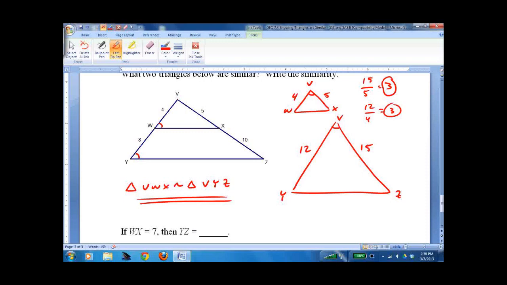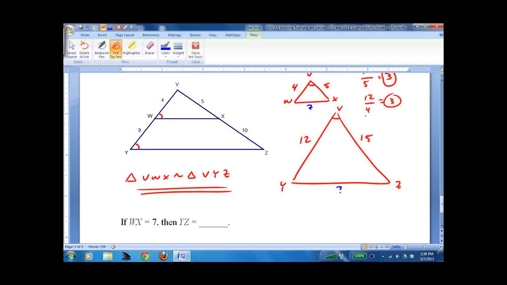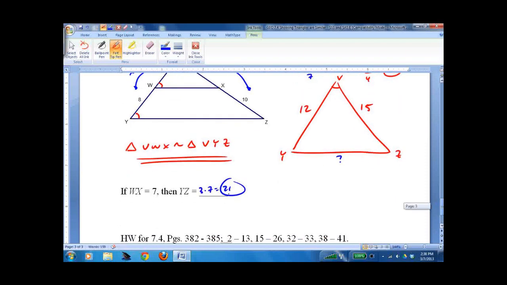And I gave you an extra problem to do here. If WX is 7, what is YZ? Well, we just saw the scale factor is 3, so just 3 times 7, 21. My point is, don't expect this to be the scale factor. Yes, that's times 2. Yes, that's times 2. We're going to explore that in the next lesson, but it's not the scale factor because this is not the whole side of a triangle. So watch out for little things like that. That's it. Good luck.